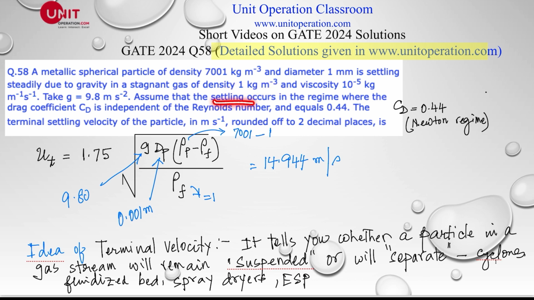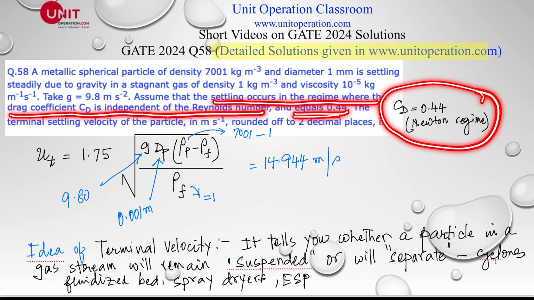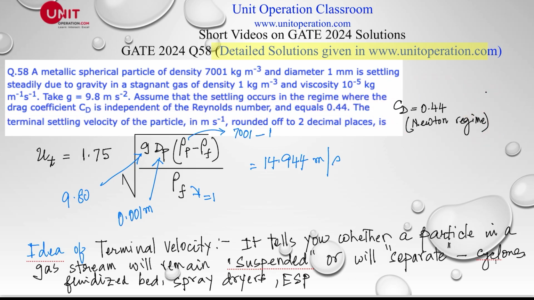Assume that the settling occurs in a regime where the drag coefficient CD is independent of the Reynolds number and is equal to 0.44. So CD value 0.44, that is in the Newton's regime. All the details are given in any standard textbook like McCabe Smith or Geankoplis, and the details are, of course, given here. The terminal settling velocity has to be calculated.